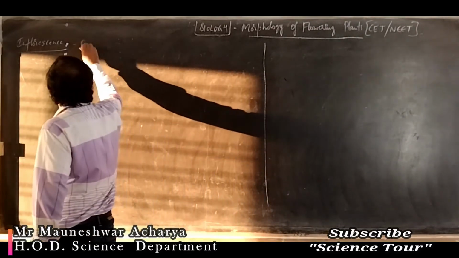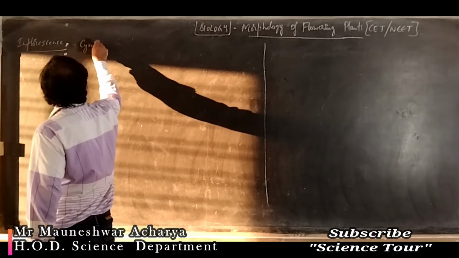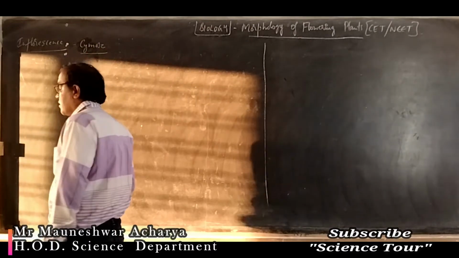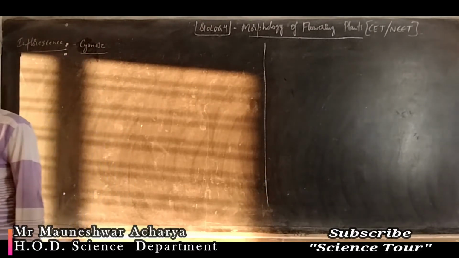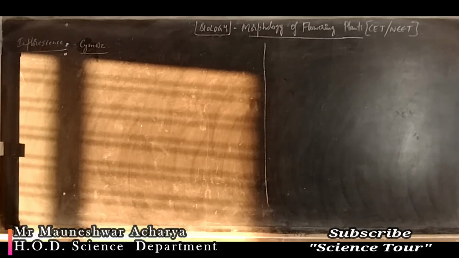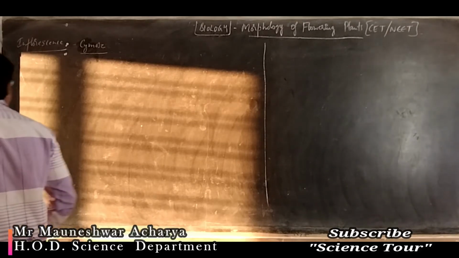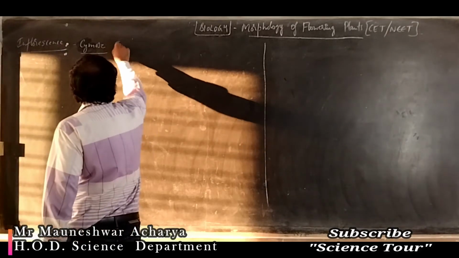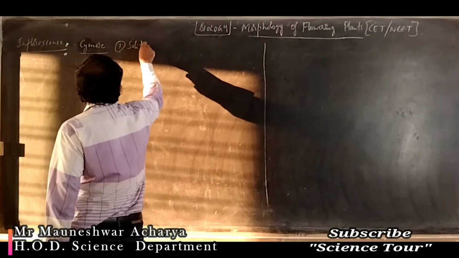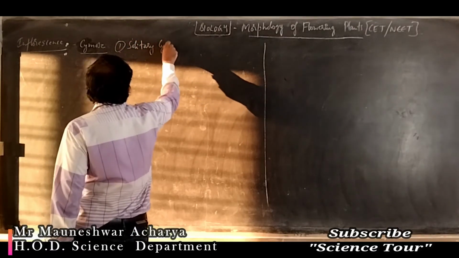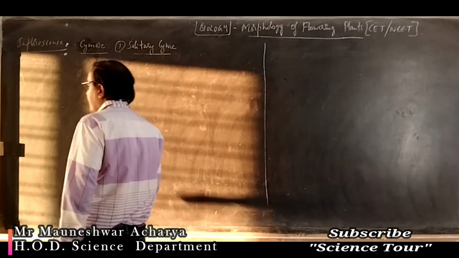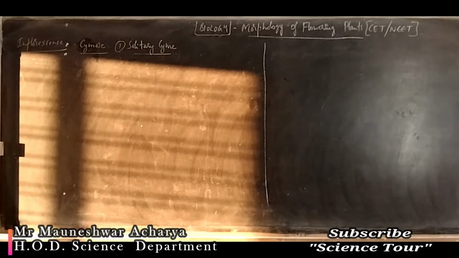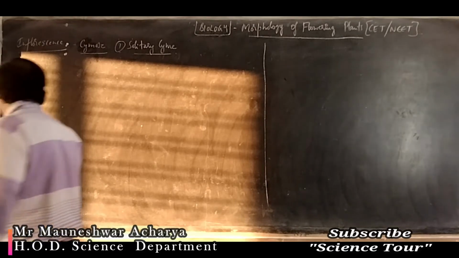So you know what is cymose type. The main axis will not continue its growth; it will terminate into a flower. The first subtype under this is solitary cyme. Solitary means single, solitary cyme. It consists of a single flower.